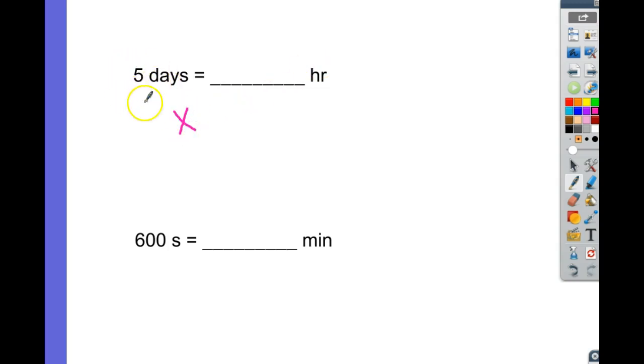Now, I know I'm going to be multiplying this number right here by something, but I'm going to have to figure out what that number is. It's going to be 5 times something. The way you figure this out is you always look at the smaller unit. So you look at the hours and you say, how many hours are there in one day? Well, this is where your conversion chart comes in handy, because I'm going to go to my conversion chart and figure out how many hours there are in one day.